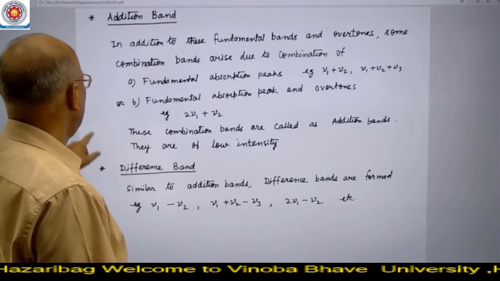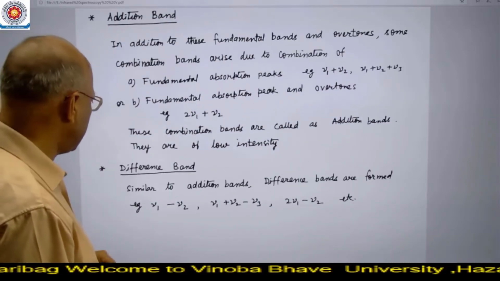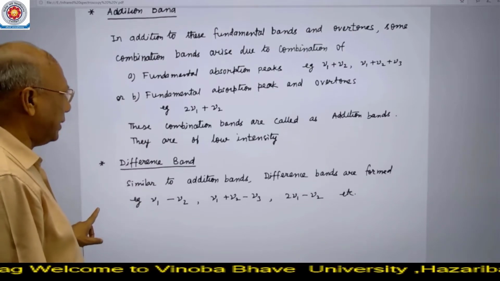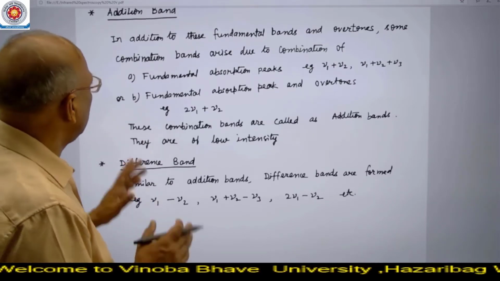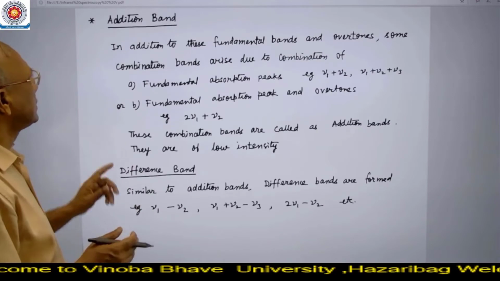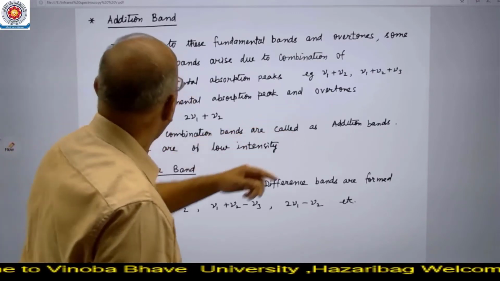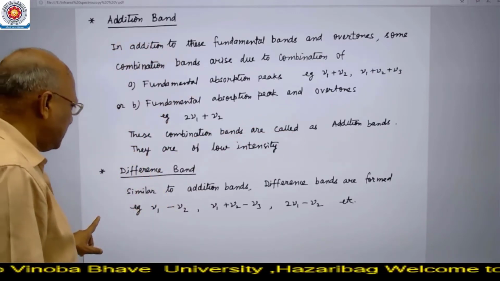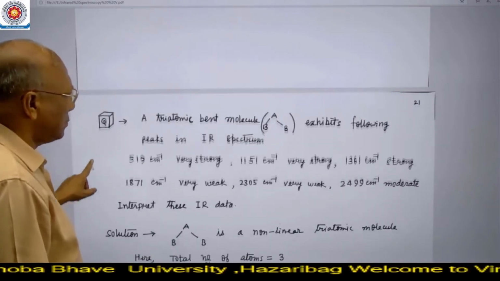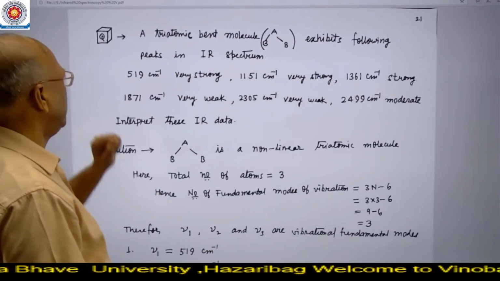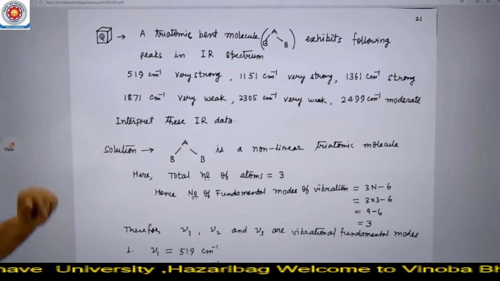So we have learned two new terms, addition band and difference band. To get a clear picture of what an addition band is and what a difference band is, we can solve a numerical like this. Suppose this is a numerical.